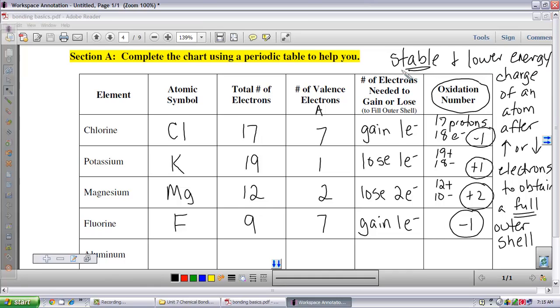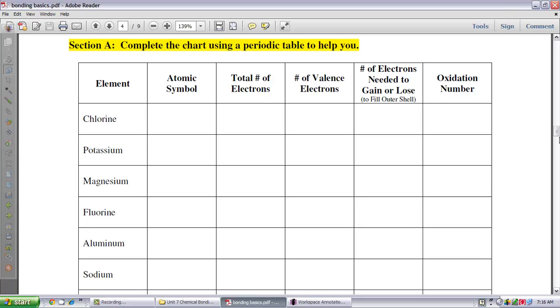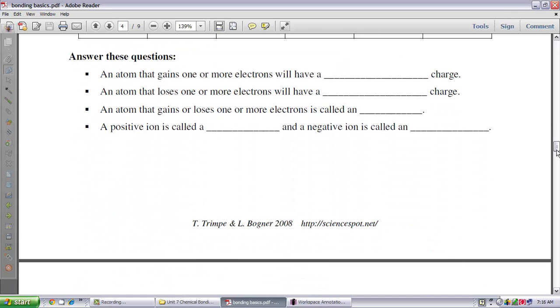A full outer shell equals being more stable and lower energy. Okay, because that's the goal, is to be stable and to have a lower energy, and that's where the bonds come in. Okay, we've had enough practice with that. Let's move on to the next part of our lesson. Okay, let's answer these questions.